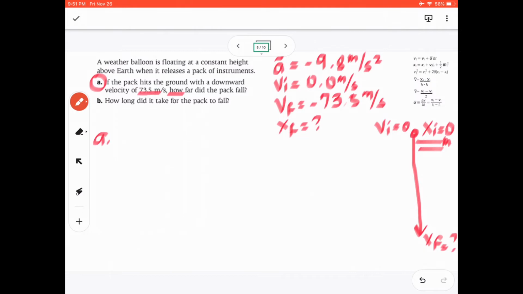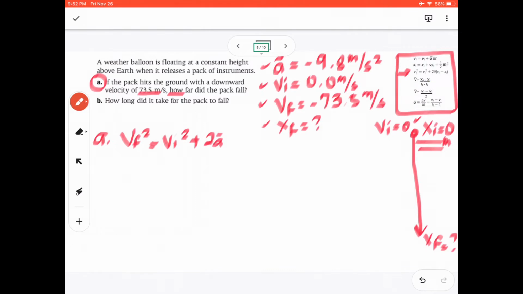For A, which formula are we going to use from this list of formulas over here? We have A, we have VI, we have VF, and we need XF. We also have XI. So which formula are we going to use? We can safely use the third formula over here: VF squared is equal to VI squared plus 2A multiplied by XF minus XI. Why? Because it fits all the givens.